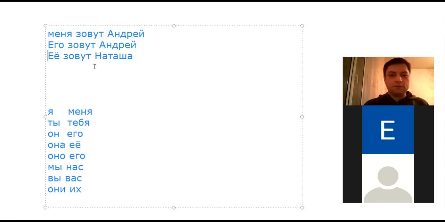Okay, and the last piece of grammar that I want to explain is about the word зовут. Зовут means to call. I call you, or let's call him. And here, this is not an original form of this verb. The original would be звать. Звать, it means to call.